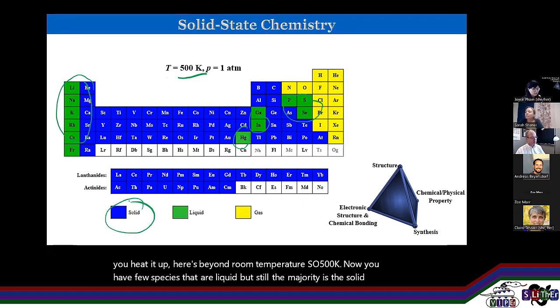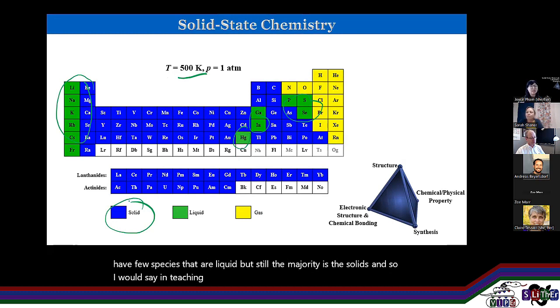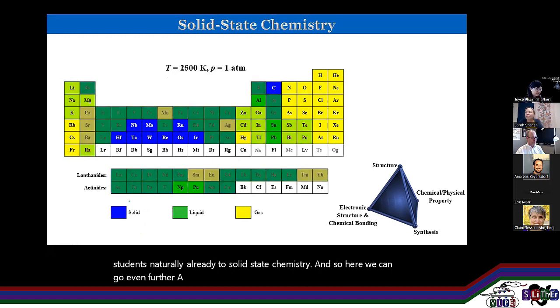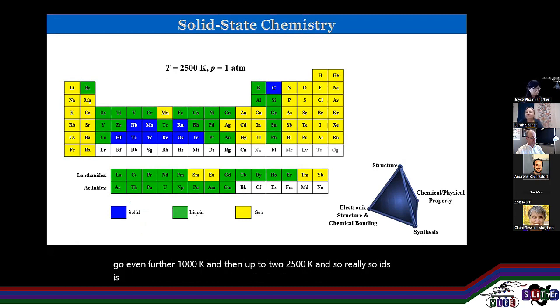And so I would say in teaching Gen Chem or even in inorganic, it would be beneficial to introduce students naturally already to solid state chemistry. Here we can go even further, 1000 K, and then up to 2500 K. And so really solids are prevalent. Hopefully I'm going to get you to appreciate solids today and then share that with the students.